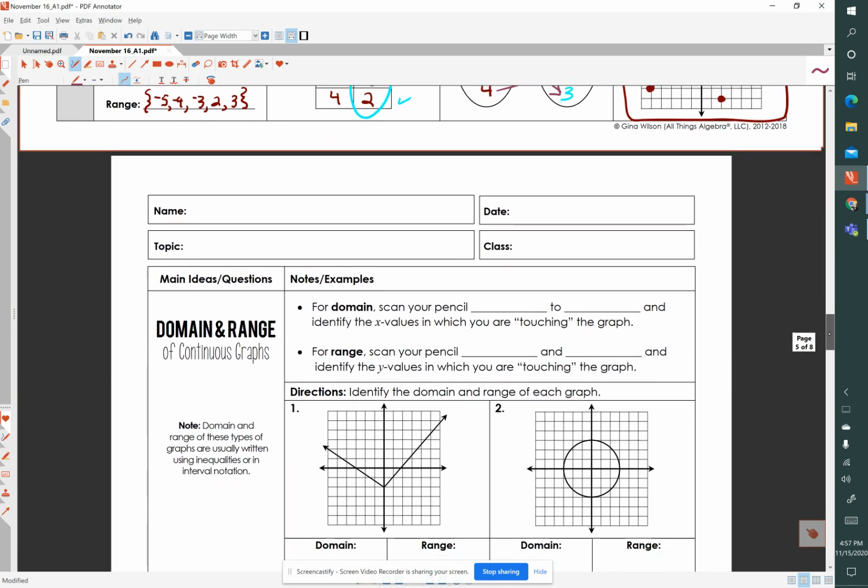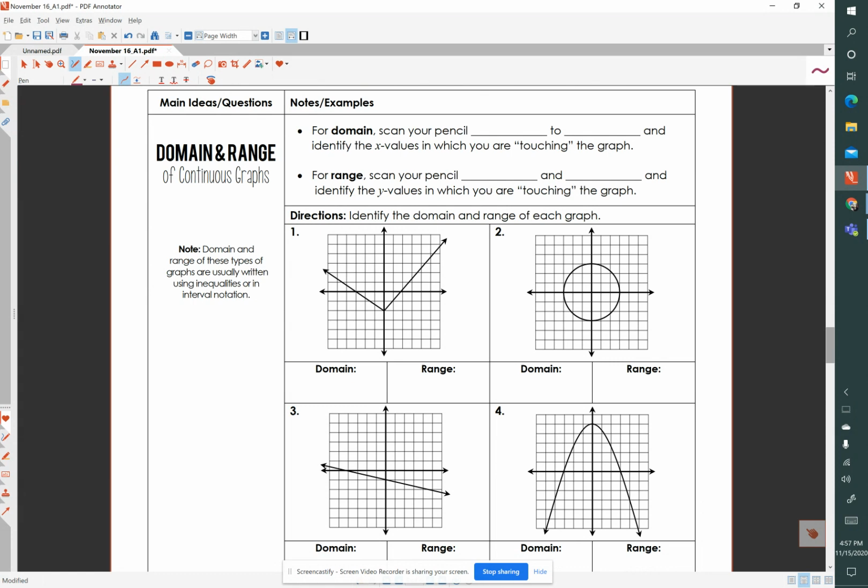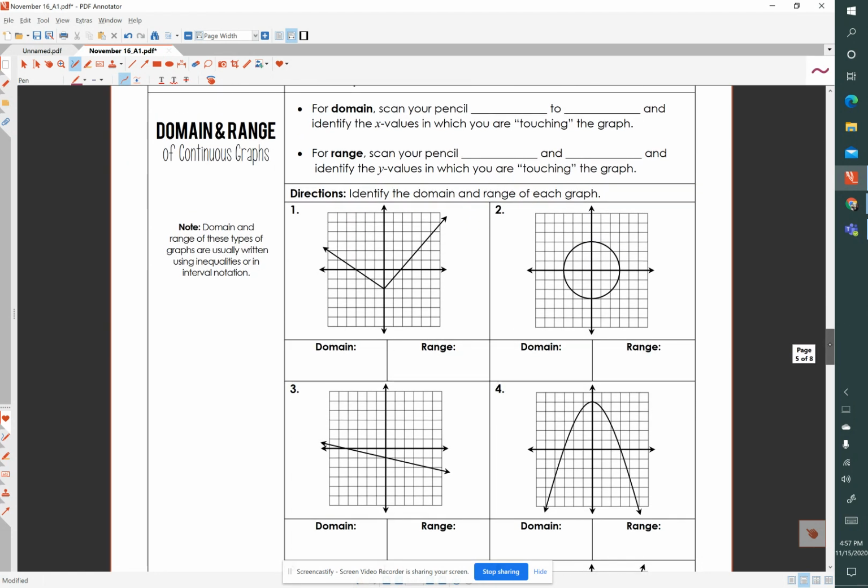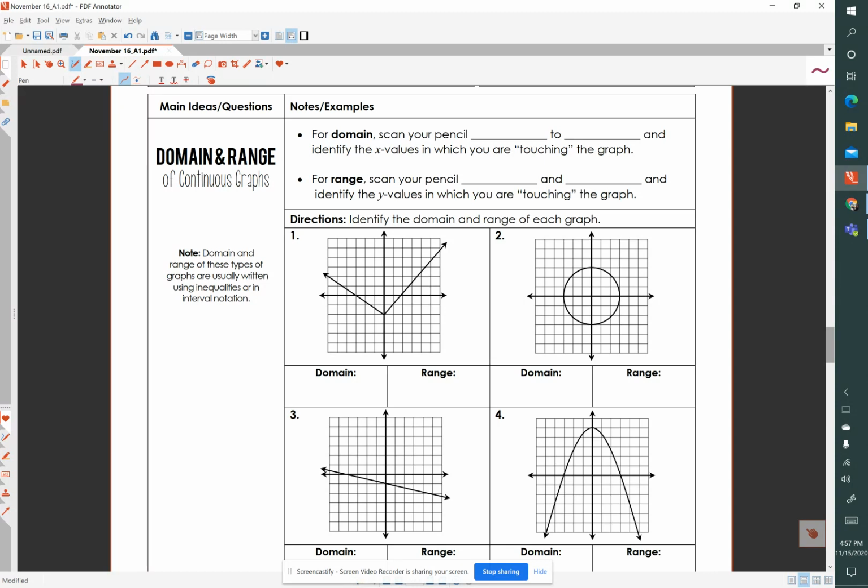Now, let's talk a little bit more about domain and range. When we are thinking about the domain and range of a graph, I want you to scan your pencil from left to right and identify the X values in which you are touching the graph. For range, I want you to scan your pencil from top to bottom and then identify the Y values in which you are touching the graph.